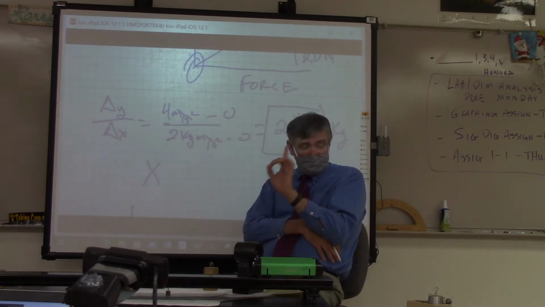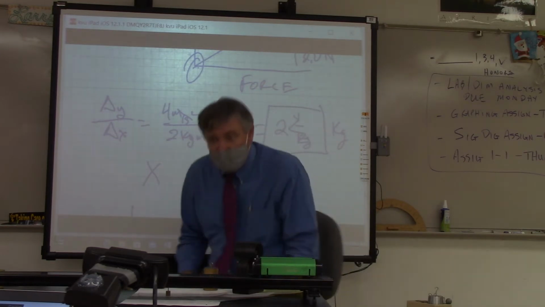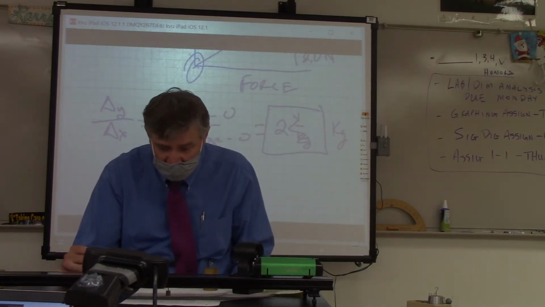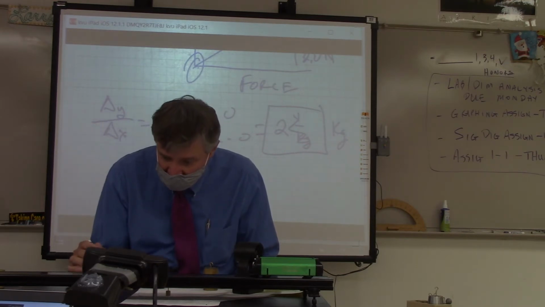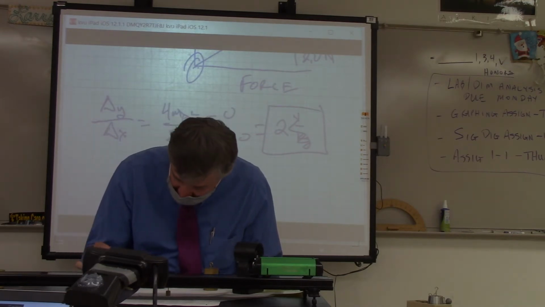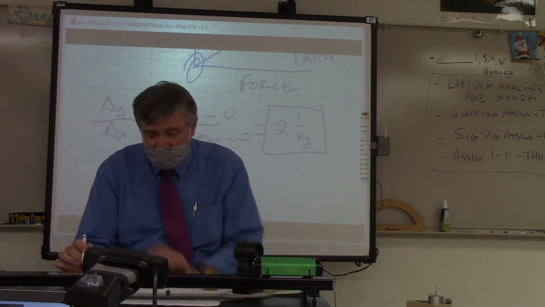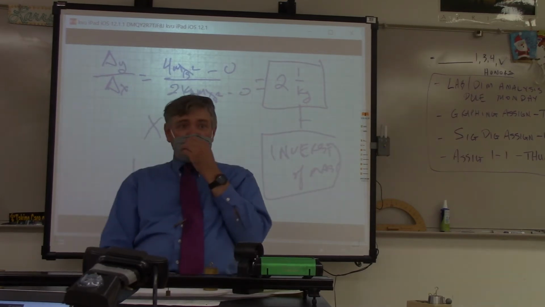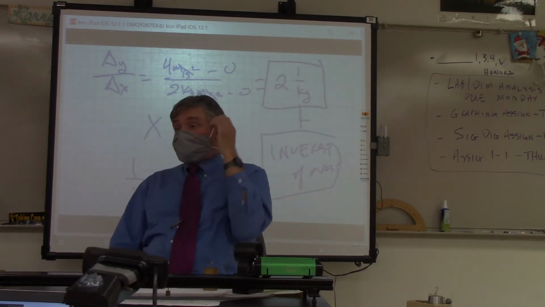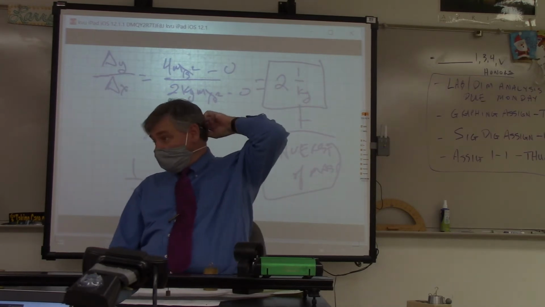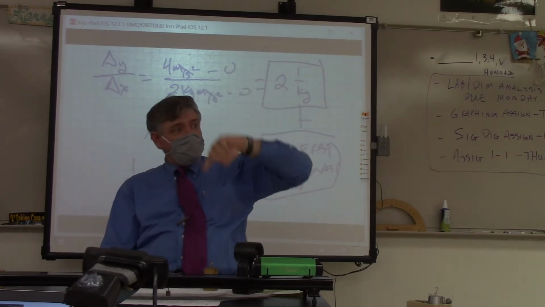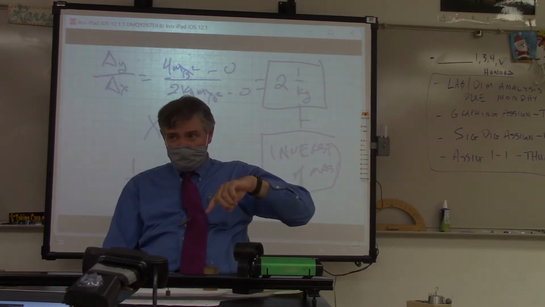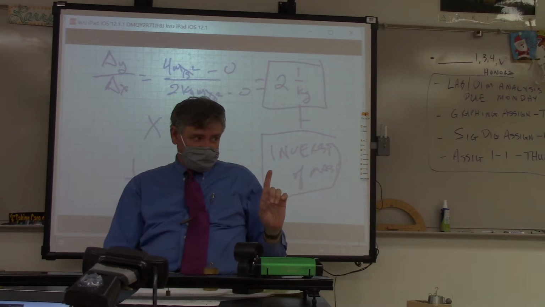If it was kilograms, the slope would represent mass. But because it's 1 over kilograms, we say the slope represents the inverse of mass. Okay? So if it had been kilograms, you would say it represents mass. Since it's 1 over kilograms, the slope represents the inverse of mass. Okay? Go with that.